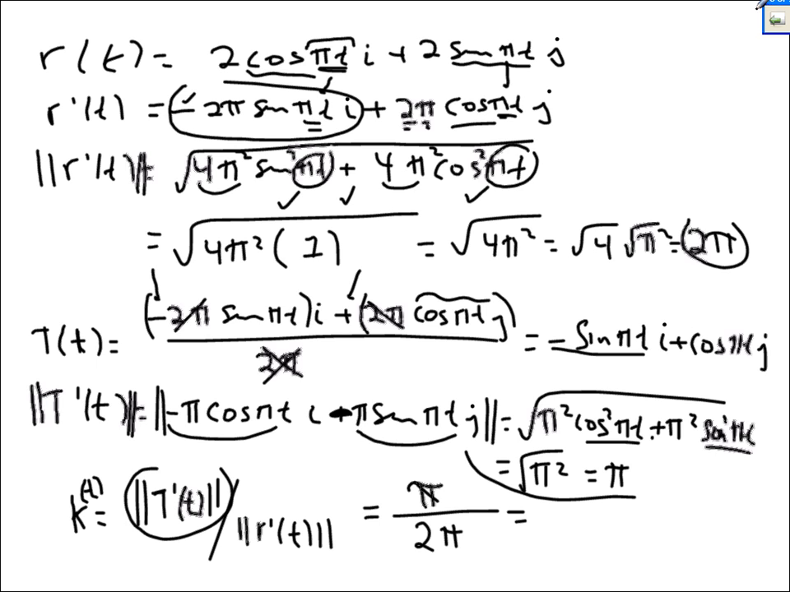Pi over 2 pi is 1/2. It's not even a function of t. That is, it's a constant function of t. K of t is always 1/2. Doesn't matter what t is. That's why you don't want to plug in the value for t right away, because it might end up being a constant anyways. Here the numerator and denominator didn't have t. That is, the length of T prime and the length of r prime did not have t's. But even if they did, maybe the t's will cancel out.